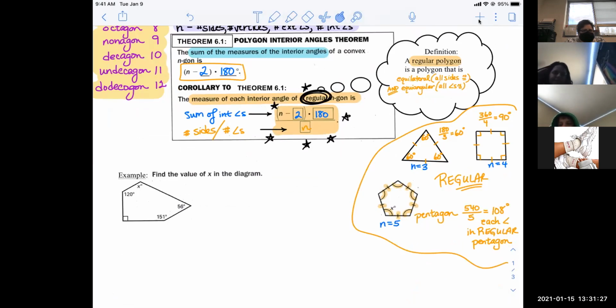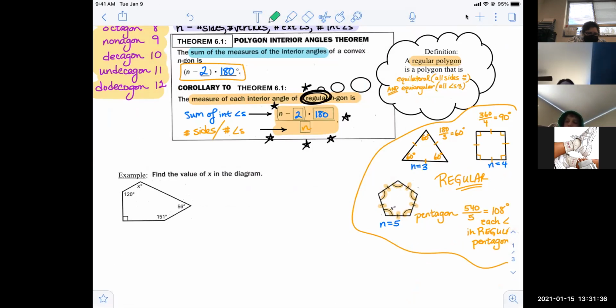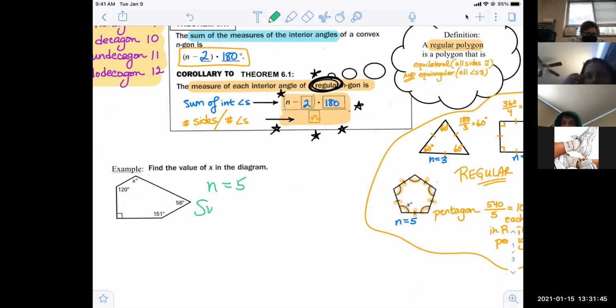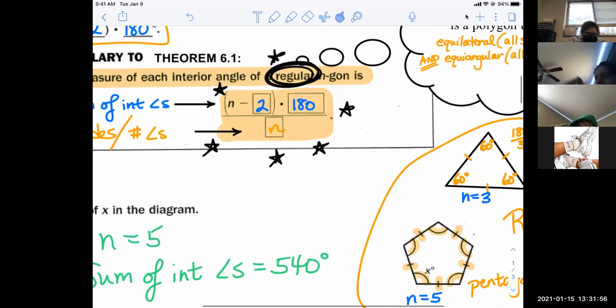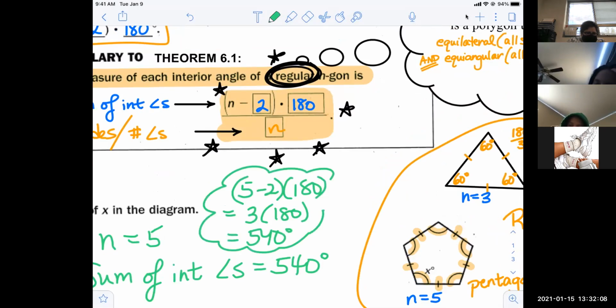Now, the first thing you want to do in the next problem is figure out how many sides there are, and then what? There's how many sides? 5. Okay, that's a pentagon. Sum of the interior angles is what? 540. If you didn't remember that, you don't have to memorize it, because you could do 5 minus 2 times 180, which is 3 times 180, which is 540. You just figure out what it is.